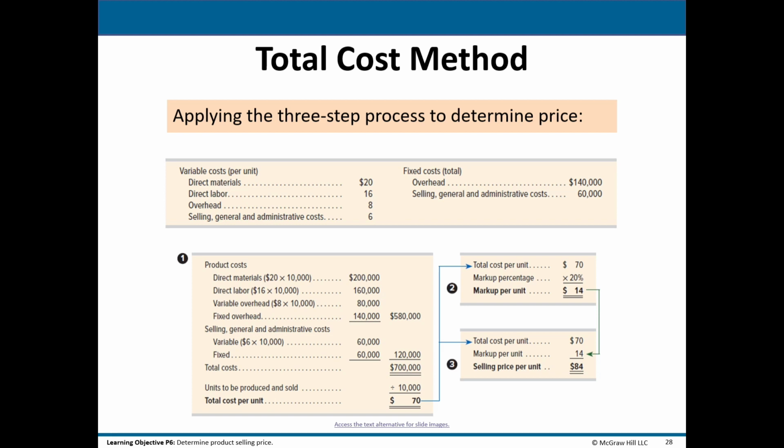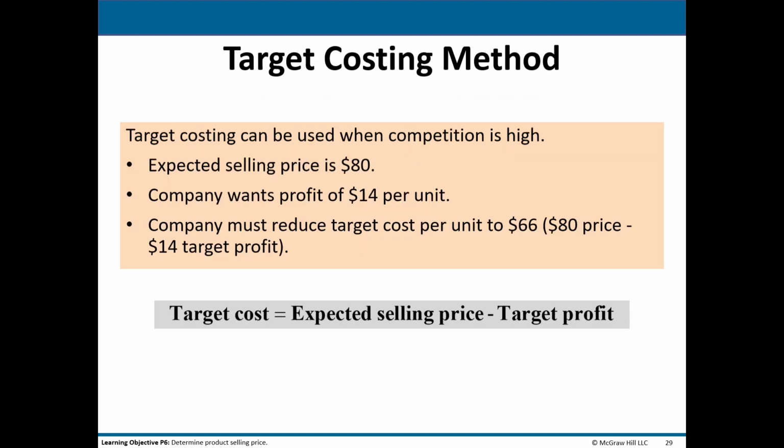When competition is high, companies might be price takers and have little control in setting prices. In such cases, target costing or target pricing can be useful. The target cost equals your expected selling price minus your target profit. If the target cost is too high, lean techniques can be used to determine whether the cost can be reduced enough that the target profit can be made.